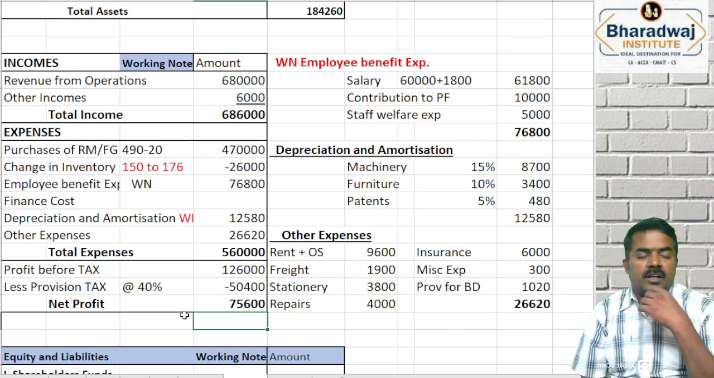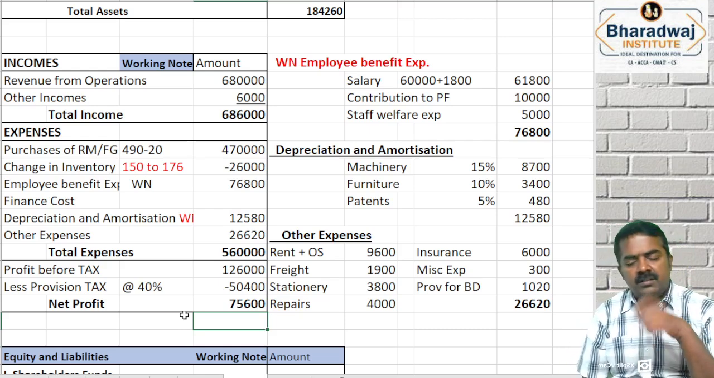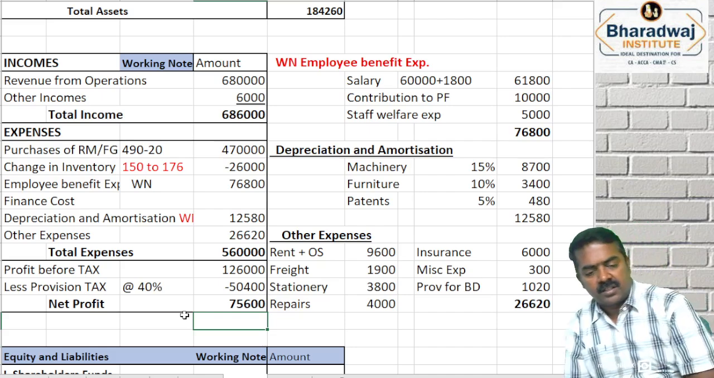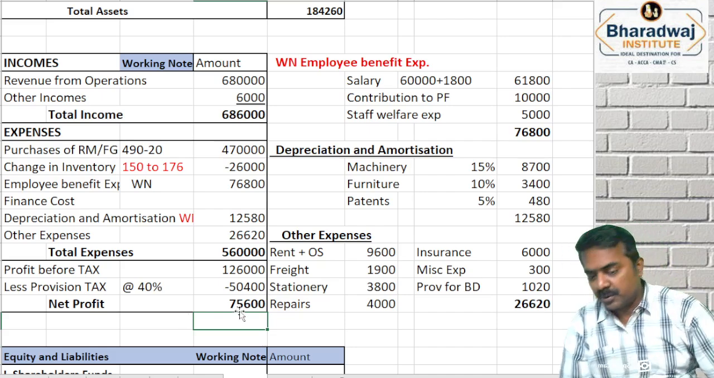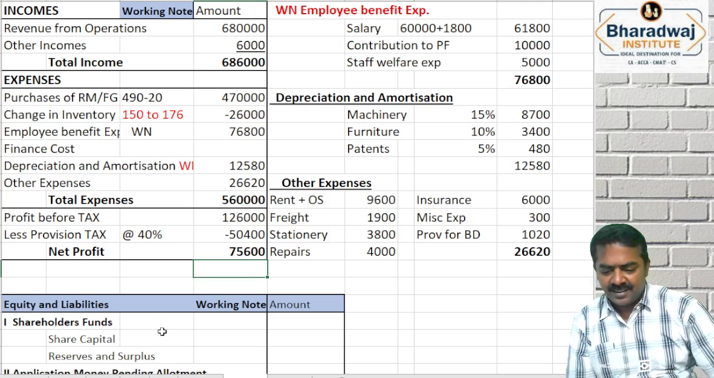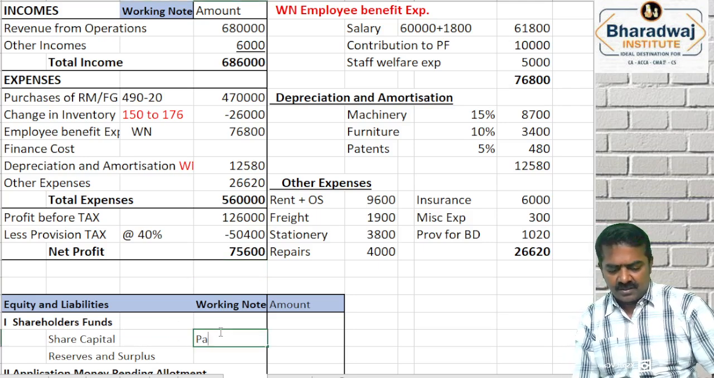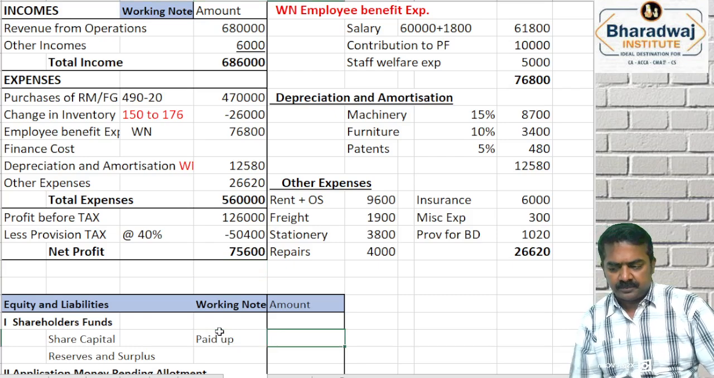That is authorized share capital, paid up capital, shares issued for consideration other than cash, you would write in notes to accounts. Just write notes to accounts in the exam. For this, we'll take paid up capital. What is the paid up capital? 2 lakhs.